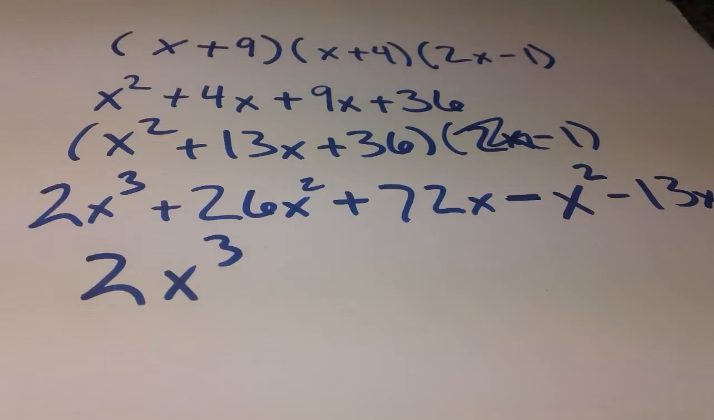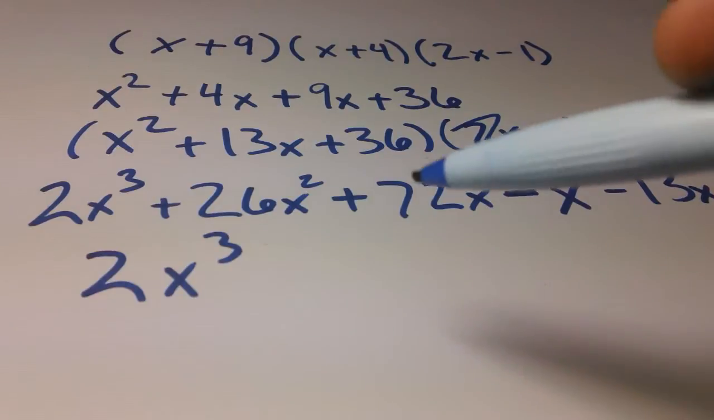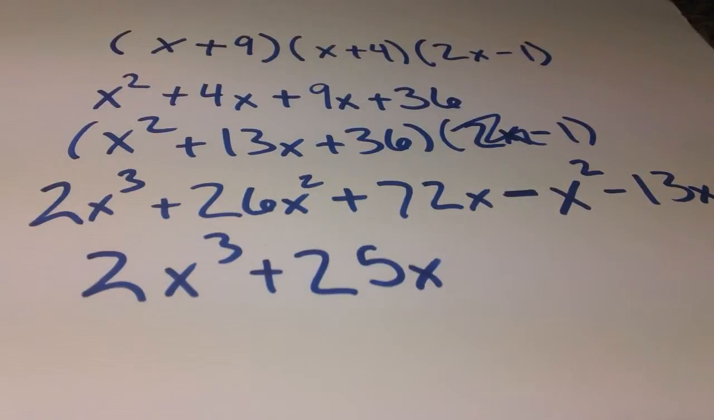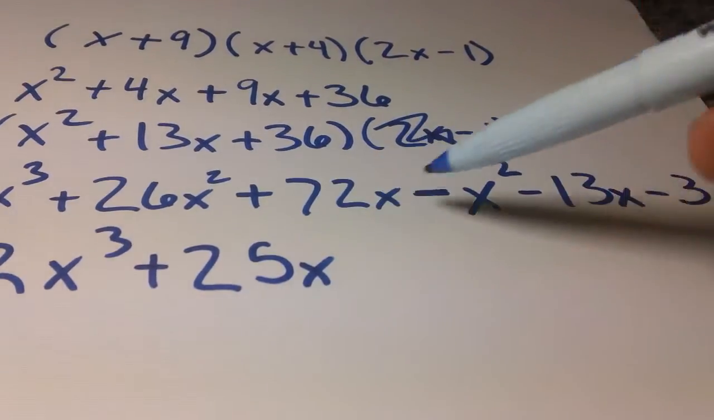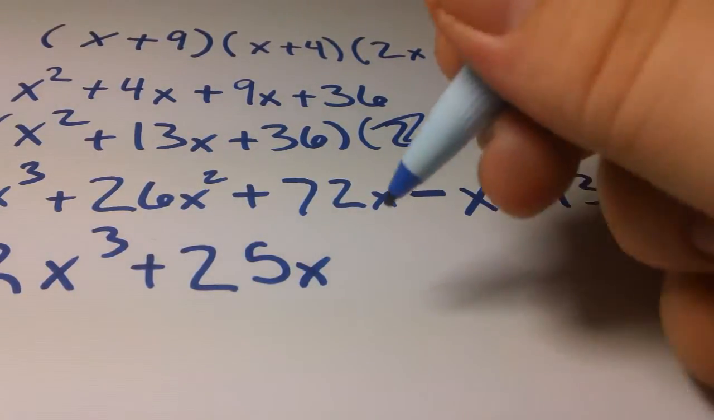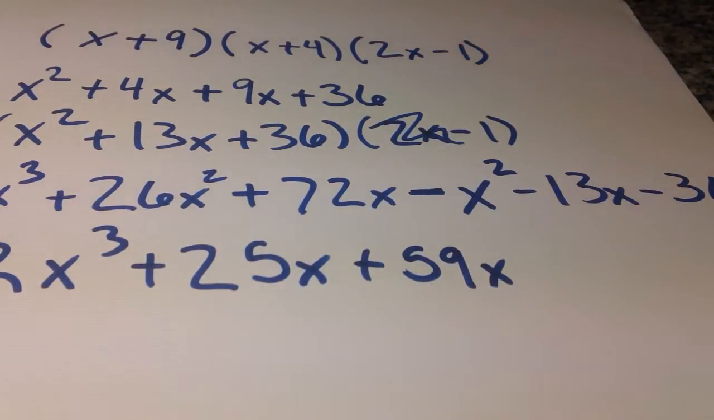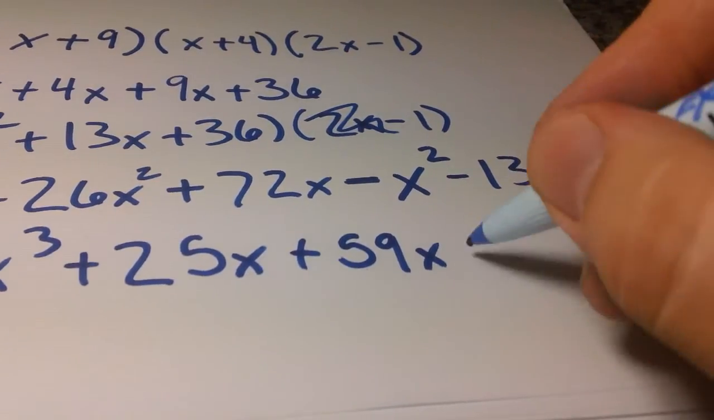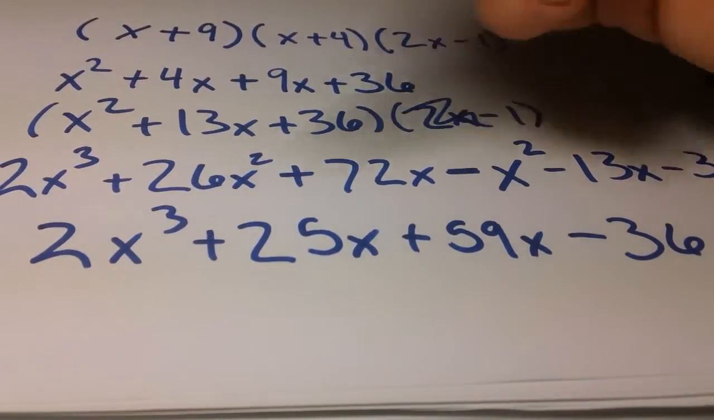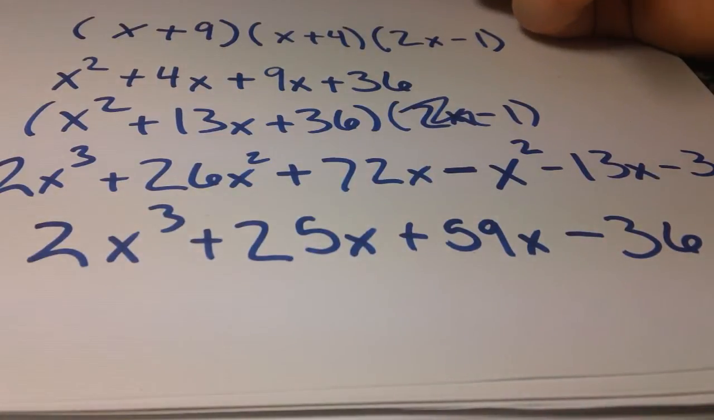Now we should have 2 of the x to the seconds. Of course, we do have plus 26x squared and then minus 1x squared. So that is going to give us plus 25x squared. Of our just individual x values, we have plus 72x and minus 13x. So 72 minus 13, I hope I'm not writing the wrong number here, plus 59x, right? And then we just do have that one singular constant as we always will, minus 36 in this case. So our final answer is going to be right here, 2x to the third plus 25x squared plus 59x minus 36.